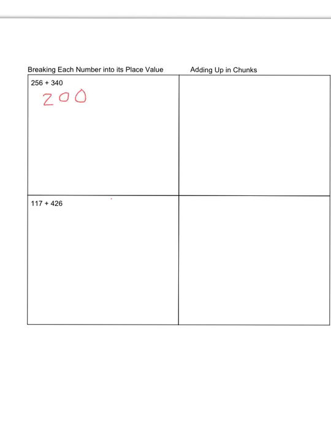200 plus 50 plus 6. We're saying 300 plus 40, and then actually it's plus 0, there's nothing else. So if we're doing it by place value, we're left with 500 plus 90 plus 6. We know our whole answer is 596.